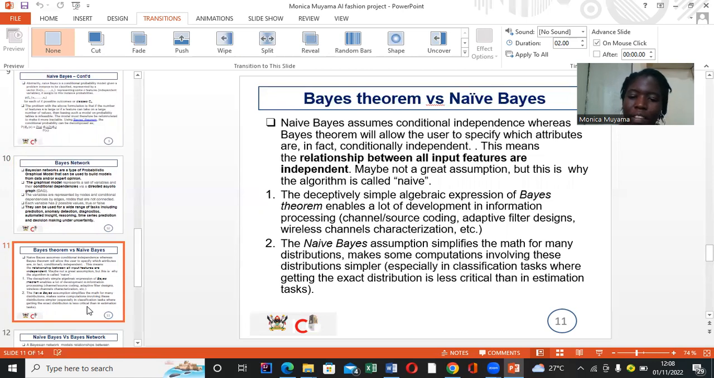The deceptively simple algebraic expression of Bayes' theorem enables a lot of development in information processing, channel source, adaptive filter designs, wireless channels, and characterization. The naive Bayes assumption simplifies the math for many distributions, makes some computations involving distributions simpler, especially in classification tasks where getting the exact distribution is less crucial than in estimation tasks.